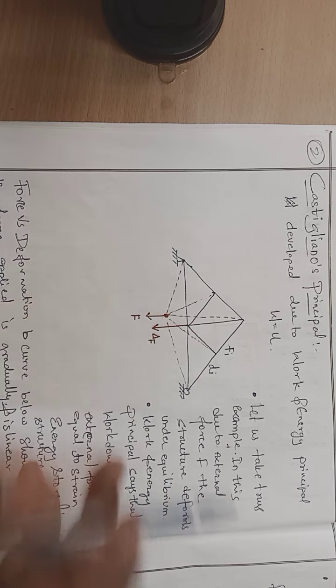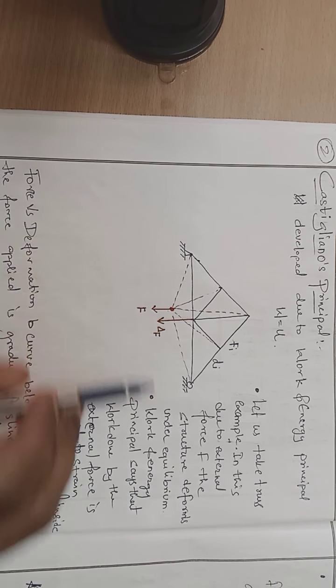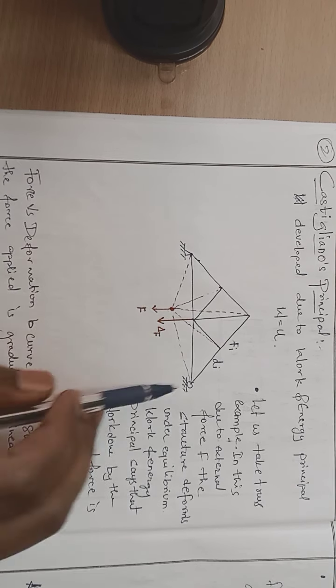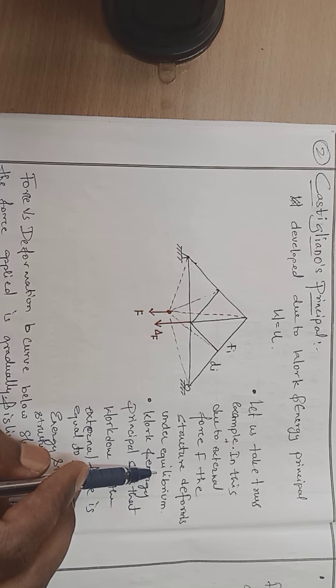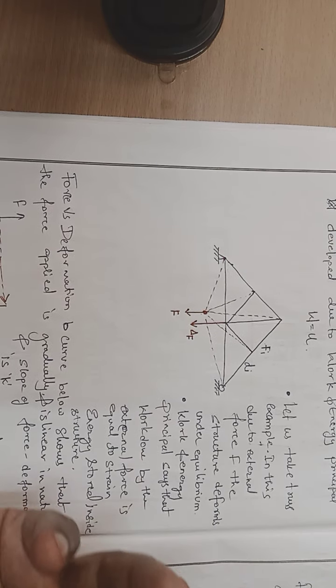Let us take a truss example. Due to the external force F, the structure deforms under equilibrium, which means displacement is taking place in the joint. In both principles, what we are doing is disturbing the structure, taking it away from its equilibrium. That is the procedure we are adopting here, and the imaginary force is what is going to disturb the structure.